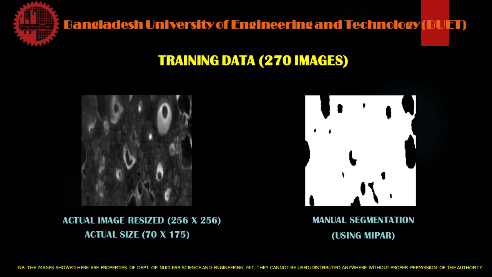Here is our training data. We actually used 240 images, and 30 images were used for cross-validation, and then another 30 images were used for testing purposes. You can see these were manually segmented using MIPR in order to get the training model and then test it accordingly. So here are some examples of how I did it.